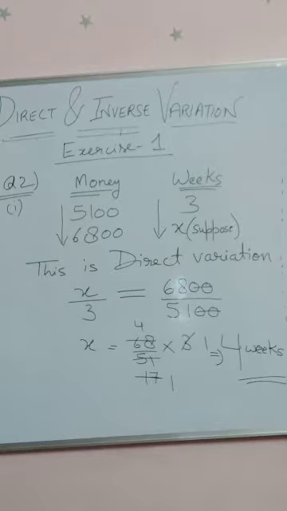If it could have been the inverse variation, the arrow for the second quantity would be directed in the opposite direction. Otherwise, the frame of the equation remains the same. Wherever you see the arrowhead, that becomes the numerator. And wherever you see the tail, that becomes the denominator. So with this question, if you have understood it, you will be able to do question number 1 also. It is exactly the same. So kindly make sure that you do it.